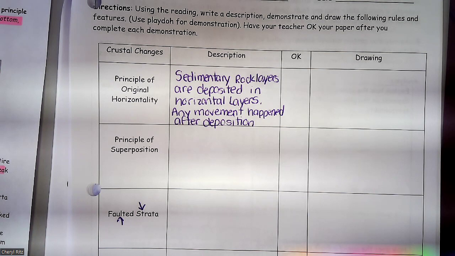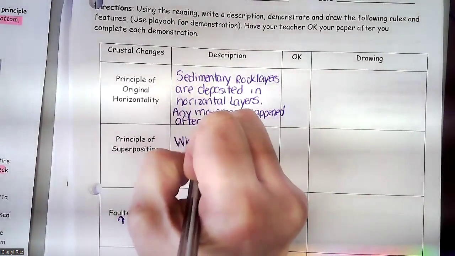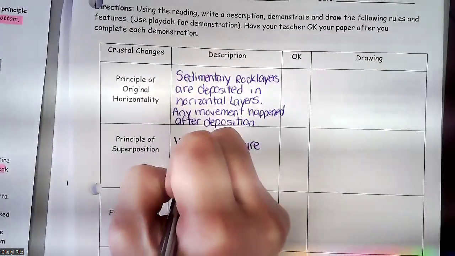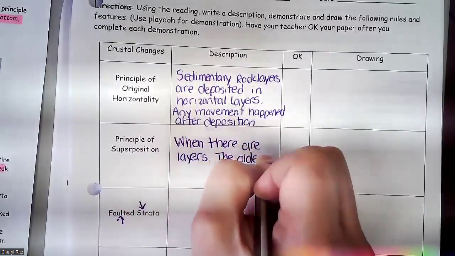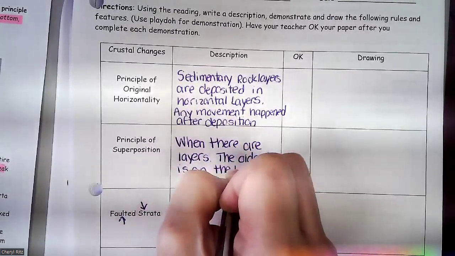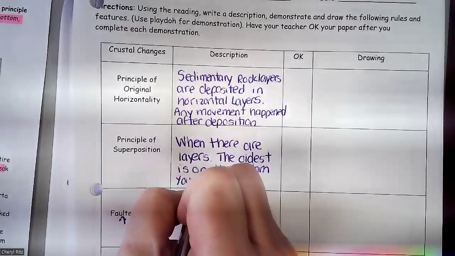How about principle of superposition, my favorite one? Somebody want to sum that one up? You got that, Drake? You want to sum it up? Rock layers, the oldest at the bottom, youngest at the top. Yep, I agree. So when there are layers, the oldest is on the bottom. And I'm going to add youngest on top.